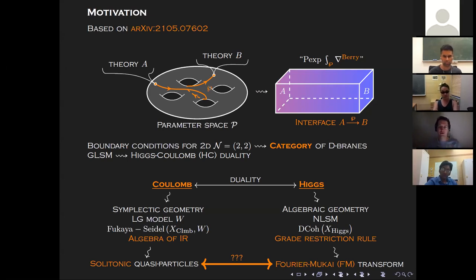A rather related concept is an interface, and in this case, I allow my parameters to vary along the spatial direction. So it looks like some kind of domain wall between two theories, allowing them to talk to each other. And both parallel transport and interfaces are parameterized by a path in parameter space. It's a trajectory that is followed by the parameters of a theory as I vary them.